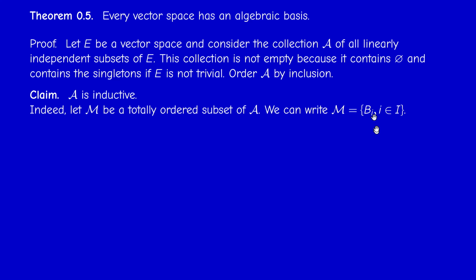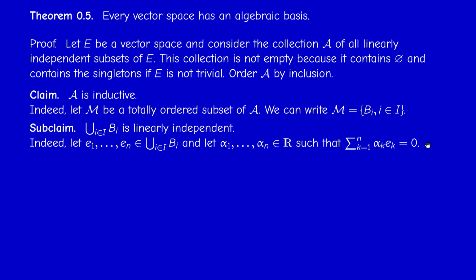So now M is a collection of subsets. So I can write M as the collection B_i, i in some index set. This is convenient. And I claim now that the union of all these sets is linearly independent. Okay, how do I prove that? I go back to the definition. I have to prove that any finite subset of this union is linearly independent. So take n elements, e_1 up to e_n, in the union, and consider a zero linear combination of these elements. I want to prove that all the coefficients must vanish.